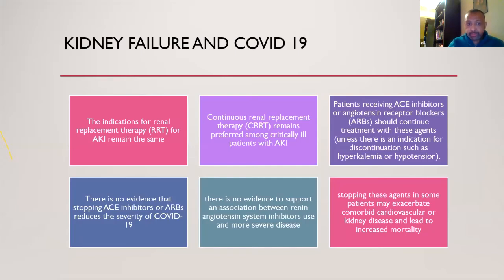The indication for renal replacement therapy remains the same as for any AKI. And CRRT we do prefer in the ICU for obvious reasons, because this patient has hemodynamic instability, so we want slow, continuous removal. I know there was a lot of controversy on ACE inhibitors and angiotensin receptor blockers. Do you know there's no data not to use them? The thought was that ACE inhibitors can upregulate the receptors which COVID-19 uses to infect cells, but there's no data. So we continue them unless there is another reason to stop them. Move on.